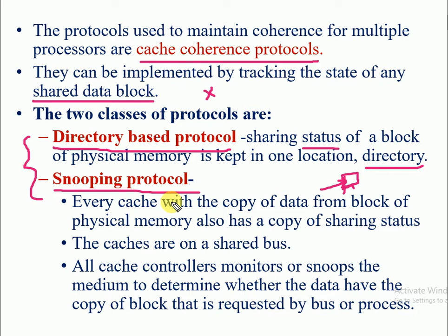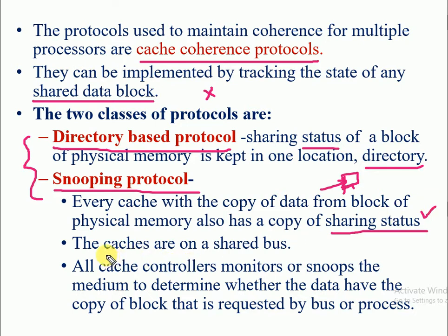So what is happening with the snooping protocol? Every cache with a copy of data from a block of physical memory also has a copy of its sharing status. So if processor P1 has a copy of data, it should also have the details of its sharing status. What is the current status of that particular data, whether somebody else has written or modified that data? That status information must be there with the cache memory associated with all the processors.